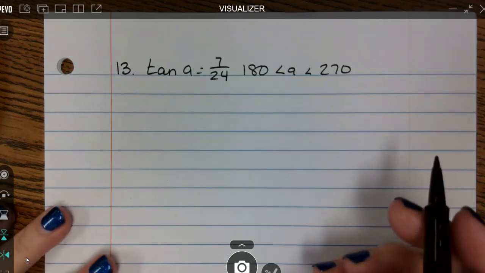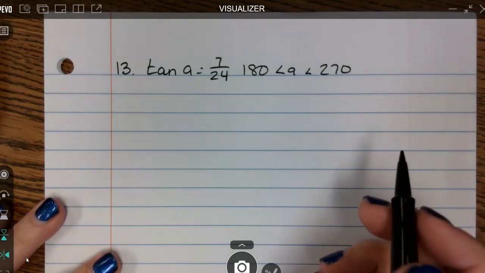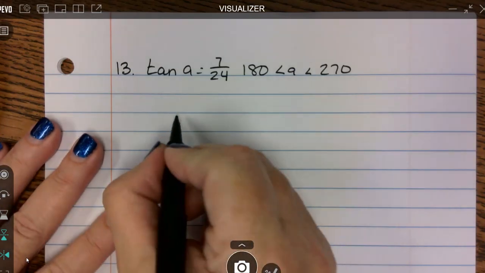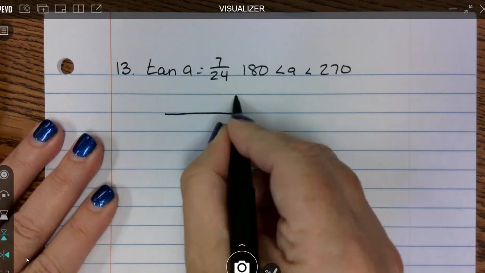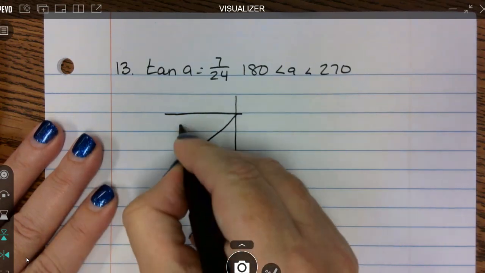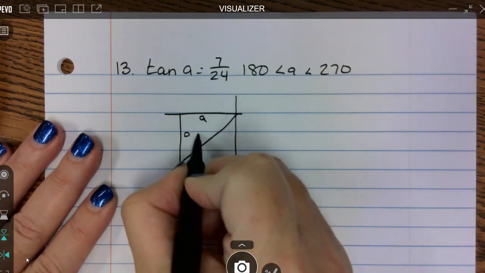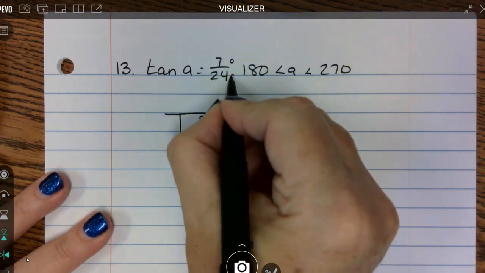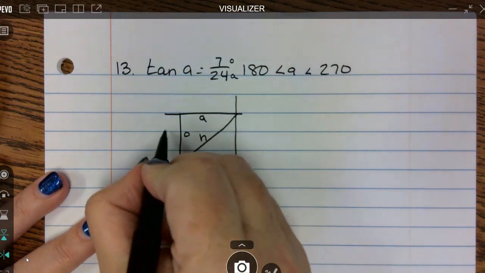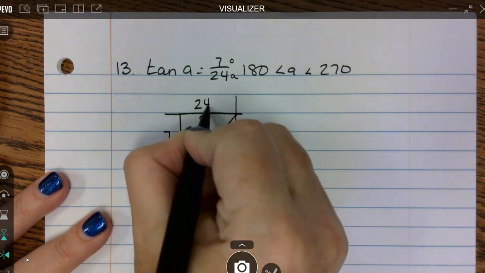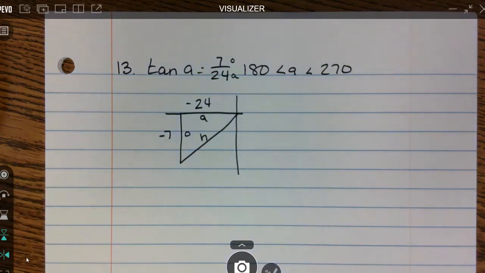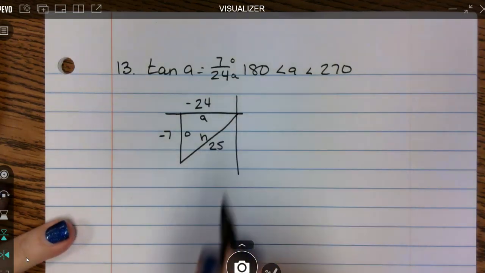Hey guys, so here we start number 13. Notice here we go from 180 to 270, and this is going to put us in quadrant 3. Again, label your triangle. We know tangent is opposite over adjacent, so 7 over 24. Because we're in quadrant 3, those two need to be negative. And my missing side is 25.